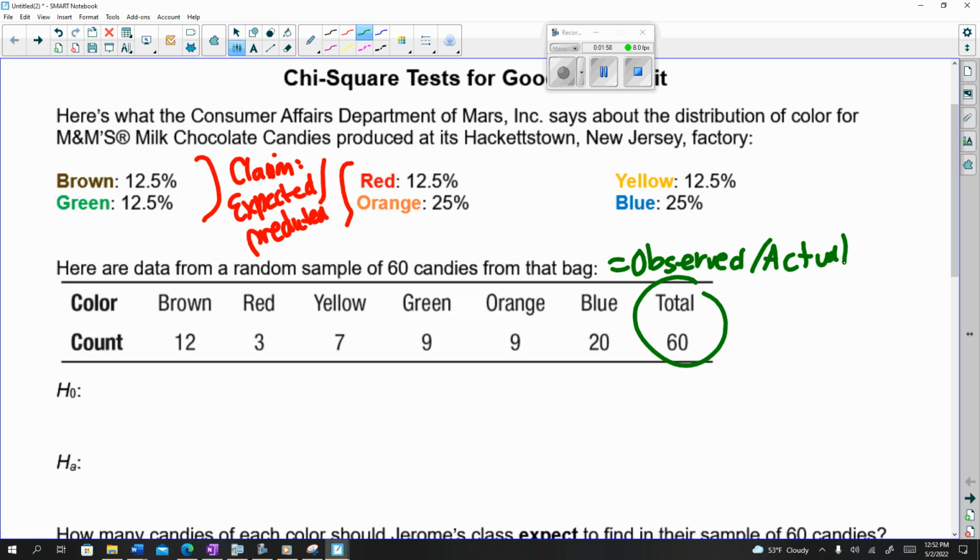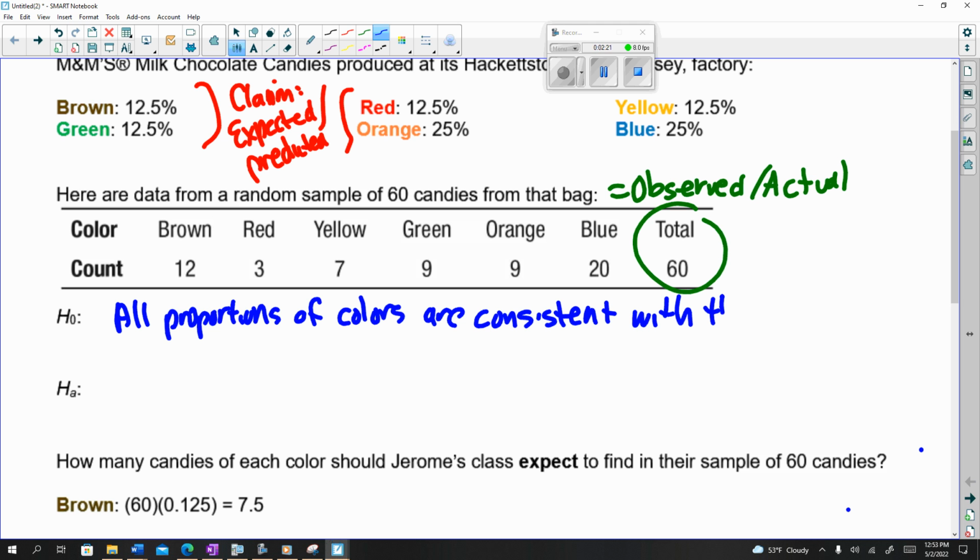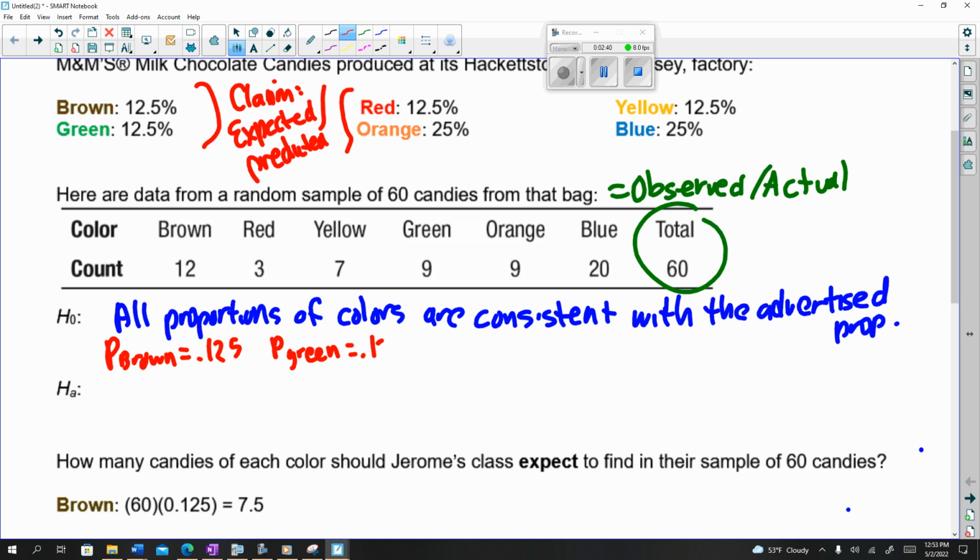In this case, we have six colors. So we're not going to write down all of them here because that would be annoying. We could, but we don't have to. So what we could do instead is write down all the proportions of colors are consistent with the advertised proportions by the company. So if you wanted to, you could really write down like the true proportion of brown should be 0.125. The true proportion of green should be 0.125, etc. And you would write all six, but it's fine to just write all the proportions are the same as what they advertise.